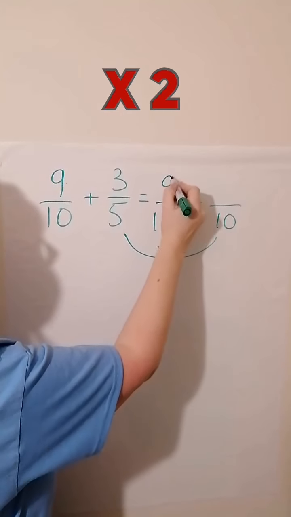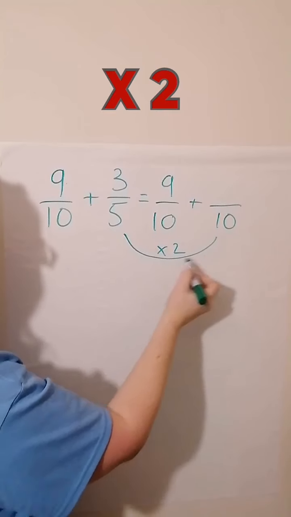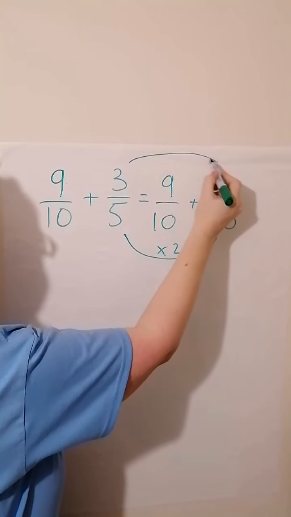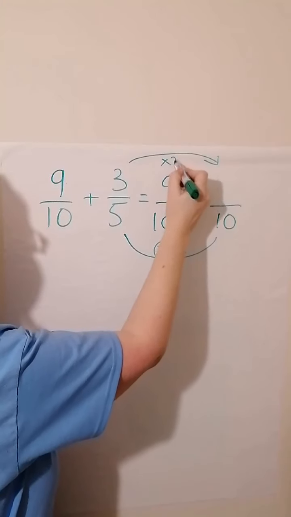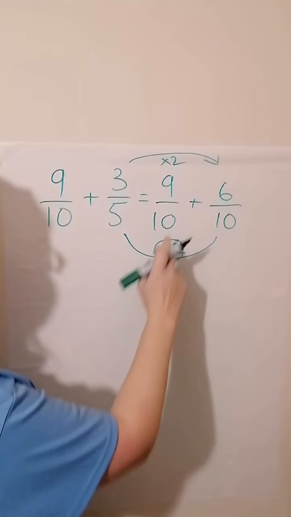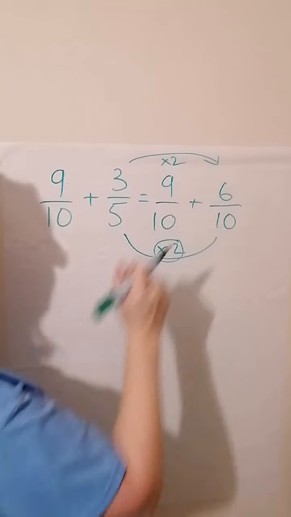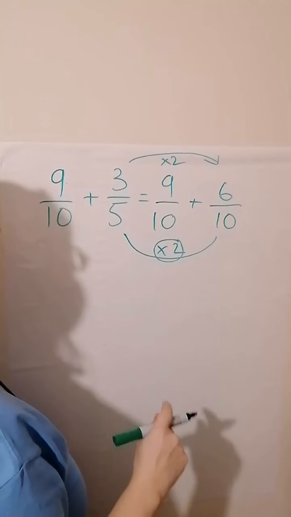9 stays the same because we're not changing the denominator of that fraction. But remember, when we've changed the denominator, we need to do the same to the top, correct? So 3 times 2 becomes 6. Next step. Combining these, I know that 9 and 6 is more than 10. So we're going to have a whole mixed number fraction again.